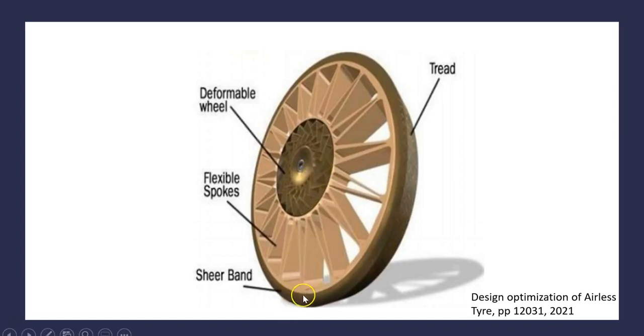And then there's the shear band between the spokes and the tread. And then the spokes, which is what is replacing the air out of pneumatic tires. This is what holds the vehicle up. So this is what the main testing is going into now, is trying to find the best design structure and the best material to use.